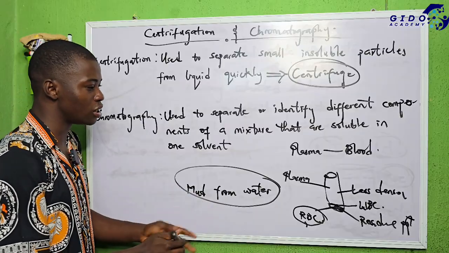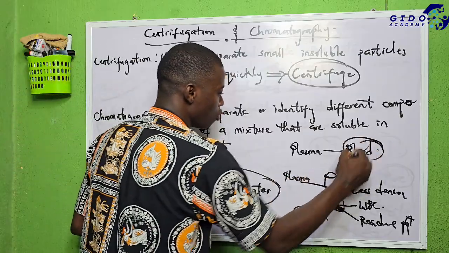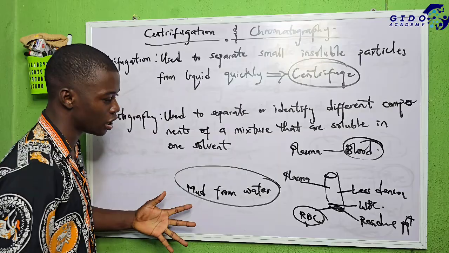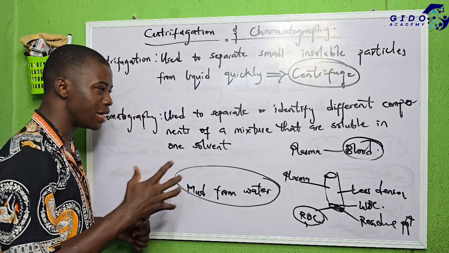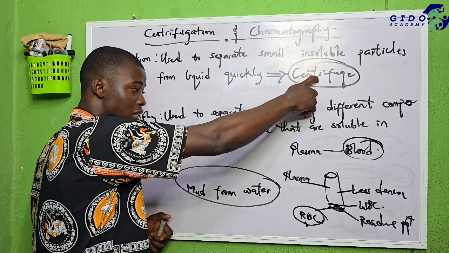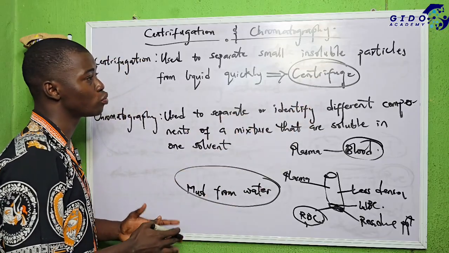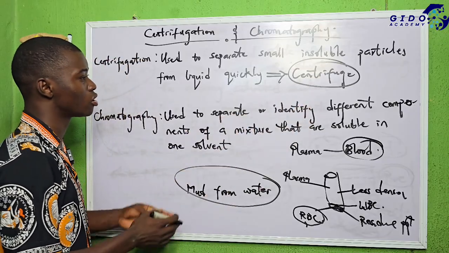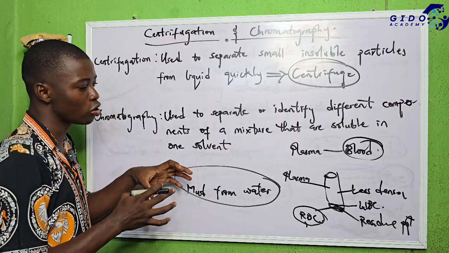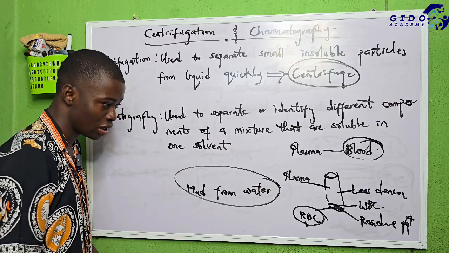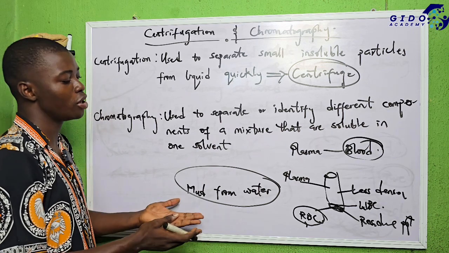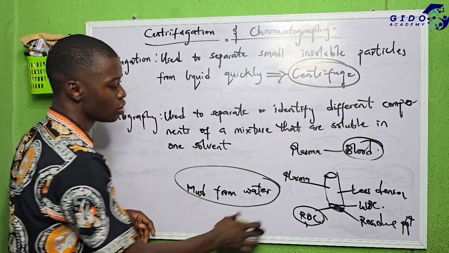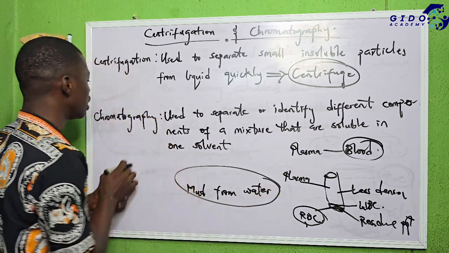So you can as well use this for separation of blood, where you are going to see your red blood cells, your white blood cells, and your plasma. So the machine that you use there is called what? The centrifuge, and it's used to separate small insoluble particles from liquid quickly, whereby the dense particles will go down, while the remaining ones will stay at the top. So that's what centrifugation is all about.